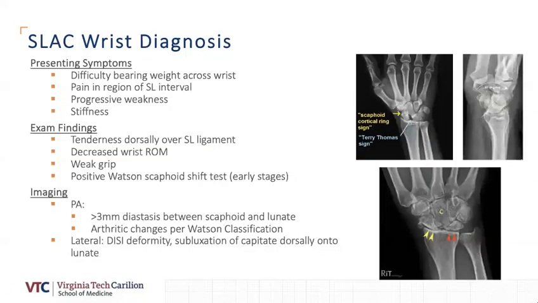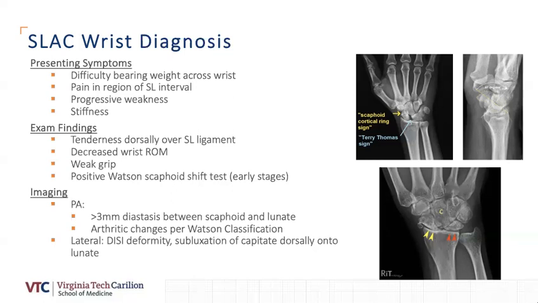So these patients with slack wrist often will come in with difficulty bearing weight across the wrist. They'll have pain in the region of the SL interval and progressive weakness over time, as well as stiffness. And so on exam, they'll have tenderness dorsally over the SL ligament, decreased range of motion. They could have weak grip. And then in early disease stages, they can have a positive Watson scaphoid shift test, which we'll talk about in the next slide here.